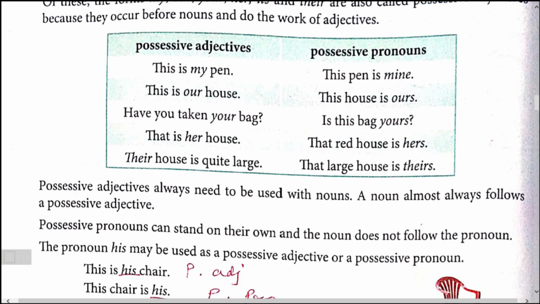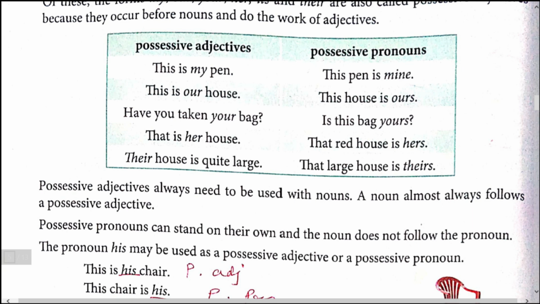Now here, possessive adjectives always need to be used with nouns. A noun almost always follows a possessive adjective. It means, if the example I had given, this is my pen, before the noun, what will come? A possessive adjective will come. Next one, possessive pronouns can stand on their own and the noun does not follow the pronoun. As I told you first also, it comes after the verb.